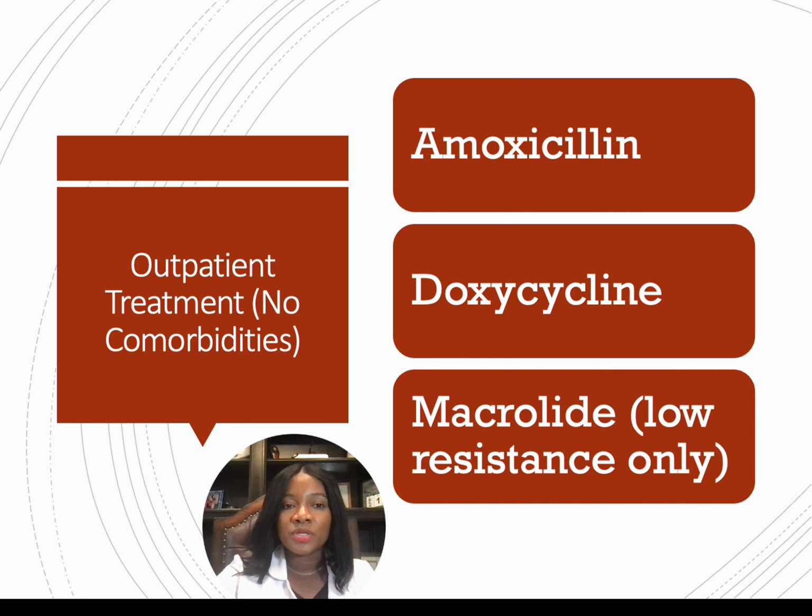Now, let's talk about treatment plans. Healthy patients without comorbidities can be treated with amoxicillin or doxycycline. But macrolides are only appropriate if local pneumococcal resistance is low. So you need to remember that. Amoxicillin, doxycycline for healthy patients without comorbidities.